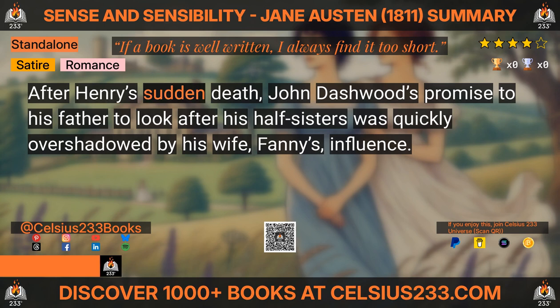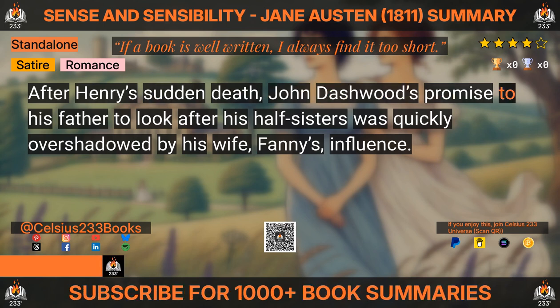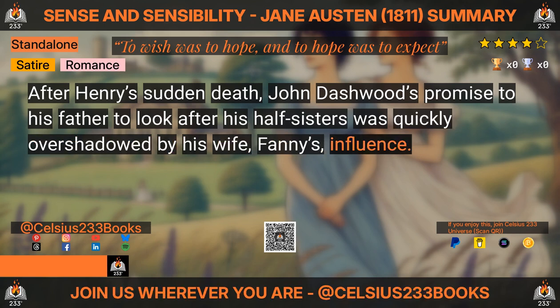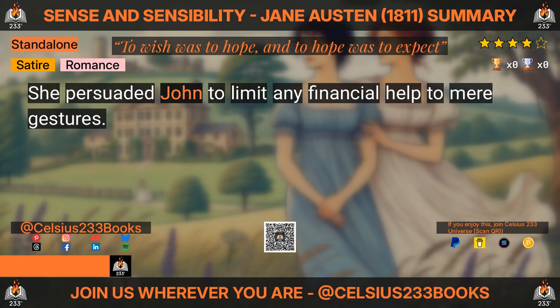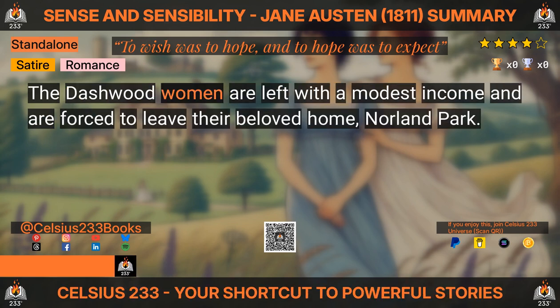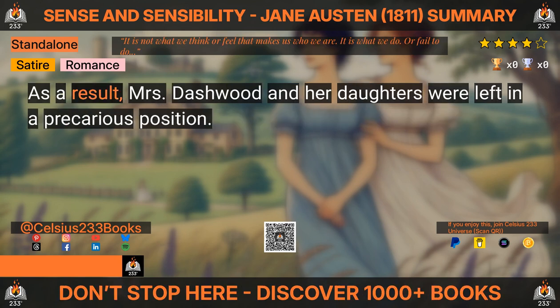After Henry's sudden death, John Dashwood's promise to his father to look after his half-sisters was quickly overshadowed by his wife, Fanny's, influence. She persuaded John to limit any financial help to mere gestures. The Dashwood women are left with a modest income and are forced to leave their beloved home, Norland Park. As a result, Mrs. Dashwood and her daughters were left in a precarious position.